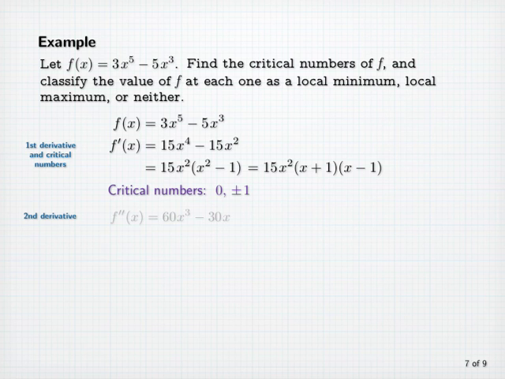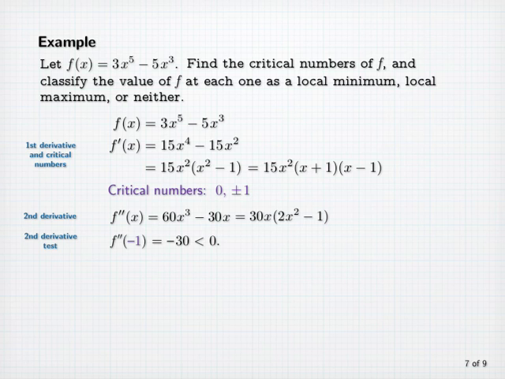f" of x, again using the power rule, is 60x cubed minus 30x, and factoring gives us 30x times 2x squared minus 1. Now we'll apply the second derivative test to each of the three critical numbers. Let's start with -1. The value of f" at -1 turns out to be -30, and since that's negative, we conclude that f of -1, which is 2, is a local maximum value.